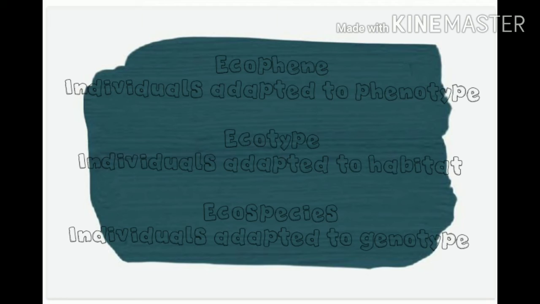Here in the first word comes the phenotype, so it refers to ecophene. In the second word, habitat is used, so it refers to ecotype. In the third word, genotype is used, so it refers to ecospecies. Connect these words and understand the concept.